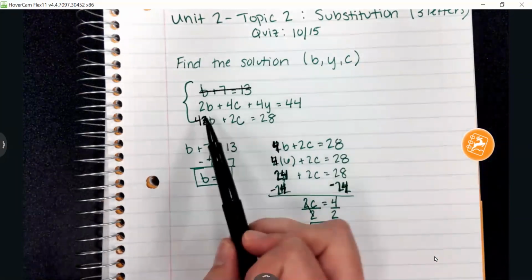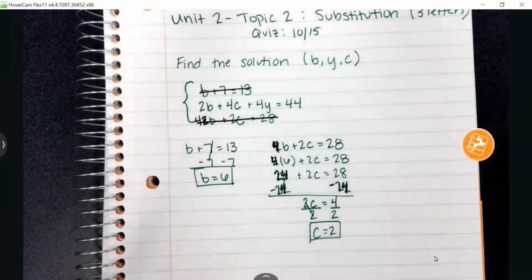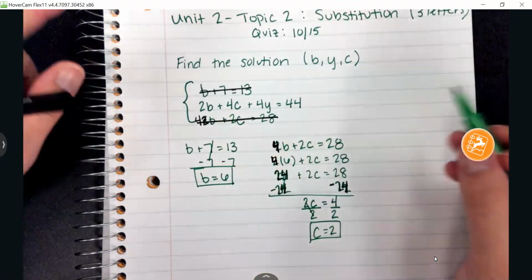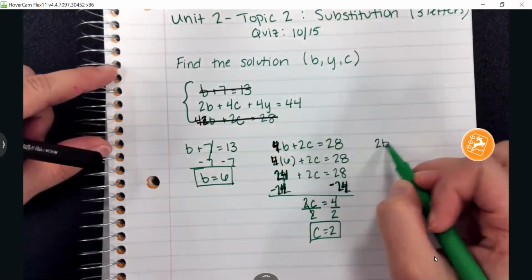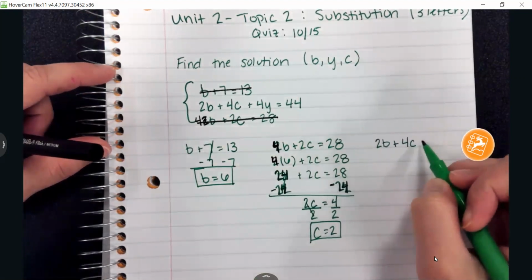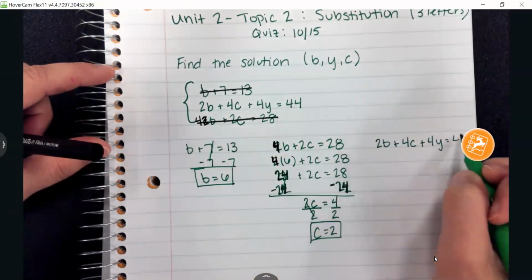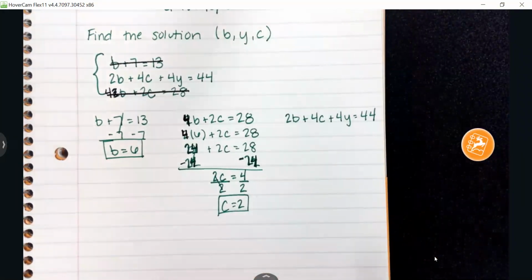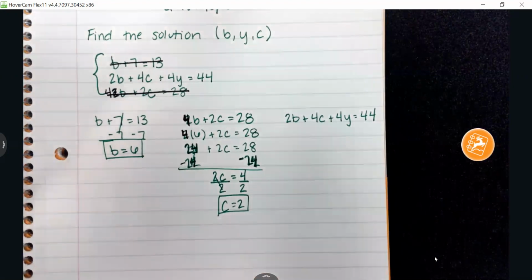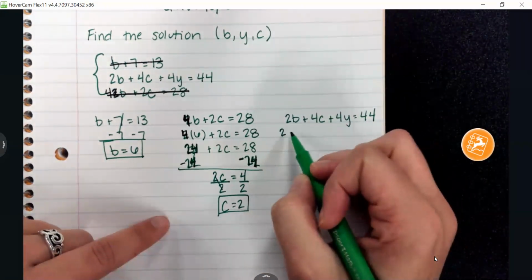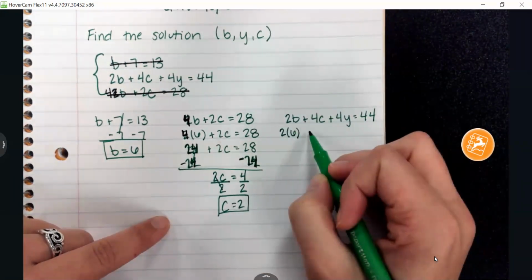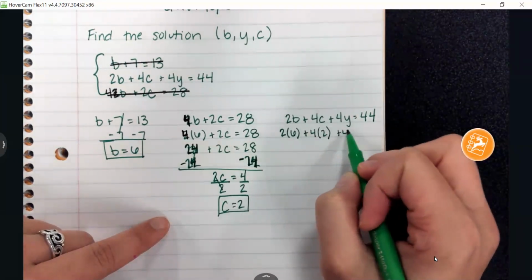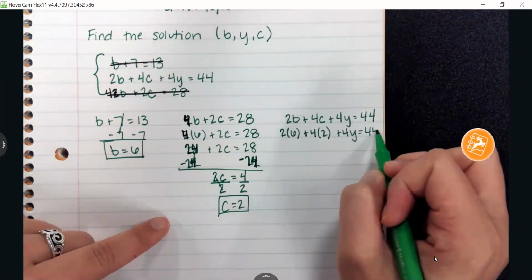When I use the correct equation, I cross it out. And I only have 1 equation left. So that's the last equation I have to use. What in this last equation can I replace? The B and the C, okay? And make sure you use parentheses. 2 times 6 plus 4 times 2 plus 4y equals 44.